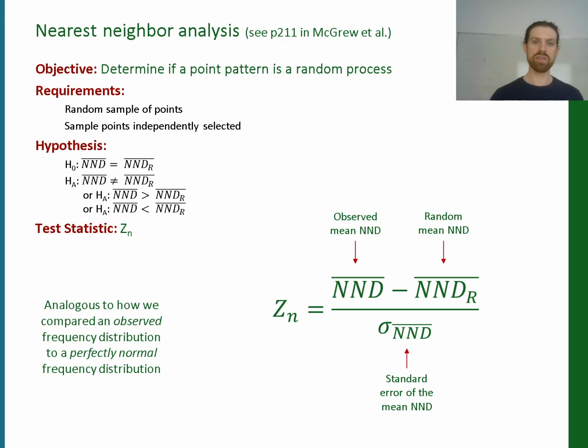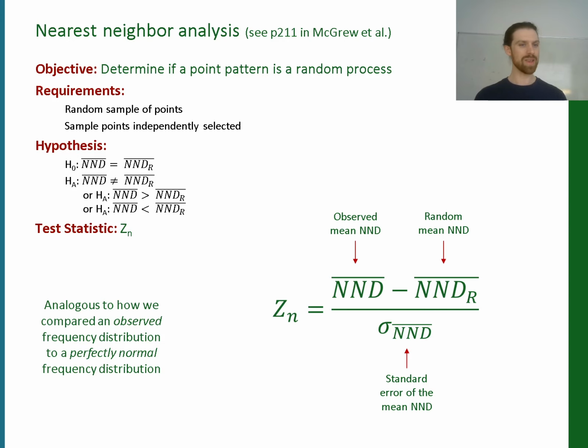So how do we do the nearest neighbor analysis? Well, you have more information within the book, which you need to read, so this week's chapter will accompany this. If you look at chapters 14 and 15, I think that covers point patterns and area patterns. This example is on page 211 in McGrew et al. And the objective really is just to determine if a point pattern is a random process, and then we have a set of assumptions that we have to meet.